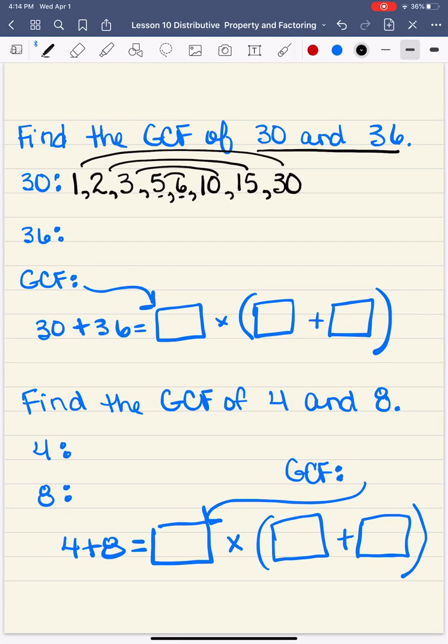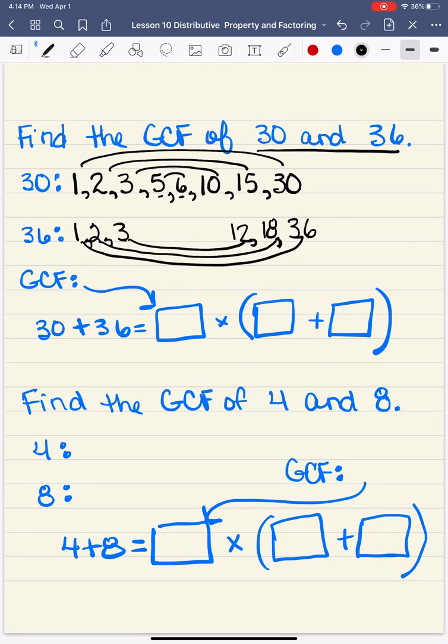So we've got the factors of 30. Now I'm going to repeat that process for 36. So 1 times 36. It's an even number, so 2 will work. If you weren't sure, you could take your calculator and do 36 divided by 2. 3 will also work, 3 times 12. 4 also is a factor, 4 times 9.